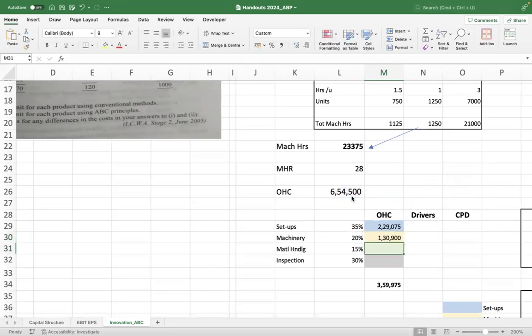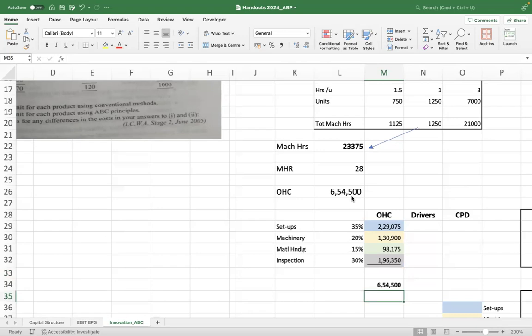6,54,500 into 20% is related to machinery. 6,54,500 का 15% is related to material handling. And 6,54,500 into 30% will be related to inspection. अगर आप इन सबको ऐड करोगे, obvious सी बात है कि you will arrive at the total overhead costs which are split into 4 different activities. कौन सी activities? Setup, machinery, material handling and inspection.